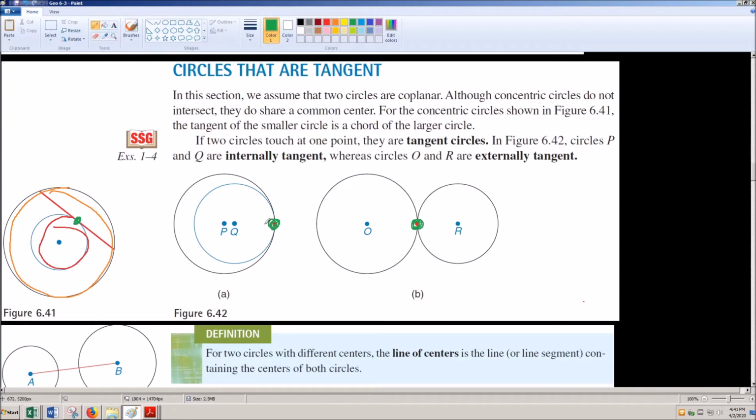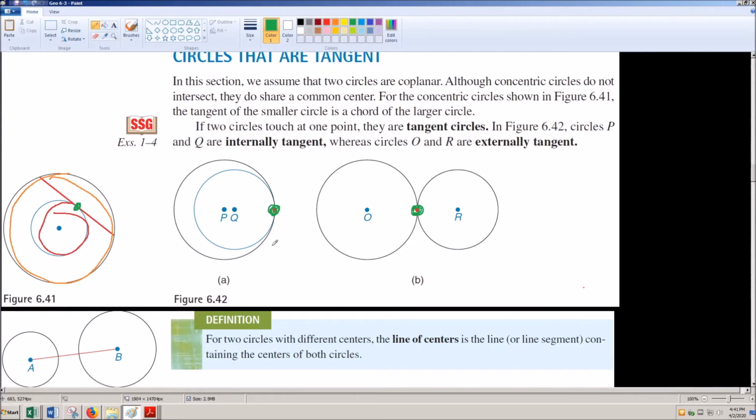Now, definitionally speaking here, if my tangent point is between the centers of the circles, that's how I define it as being exterior. And if it's not, then it's going to be interior. So internally tangent versus externally tangent there. Guess I'll just write INT, EXT.